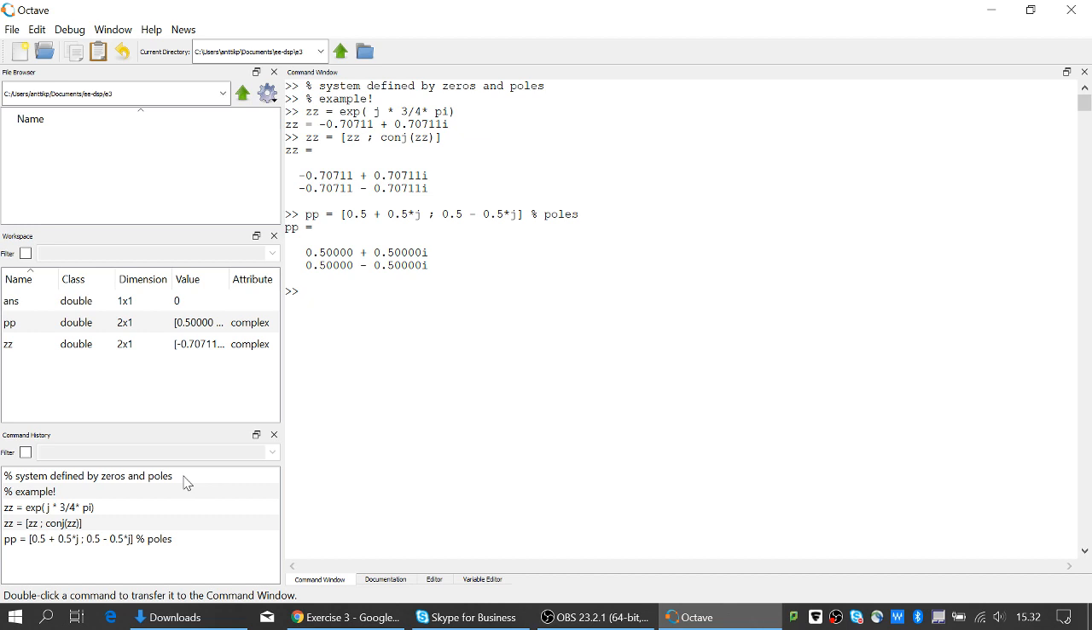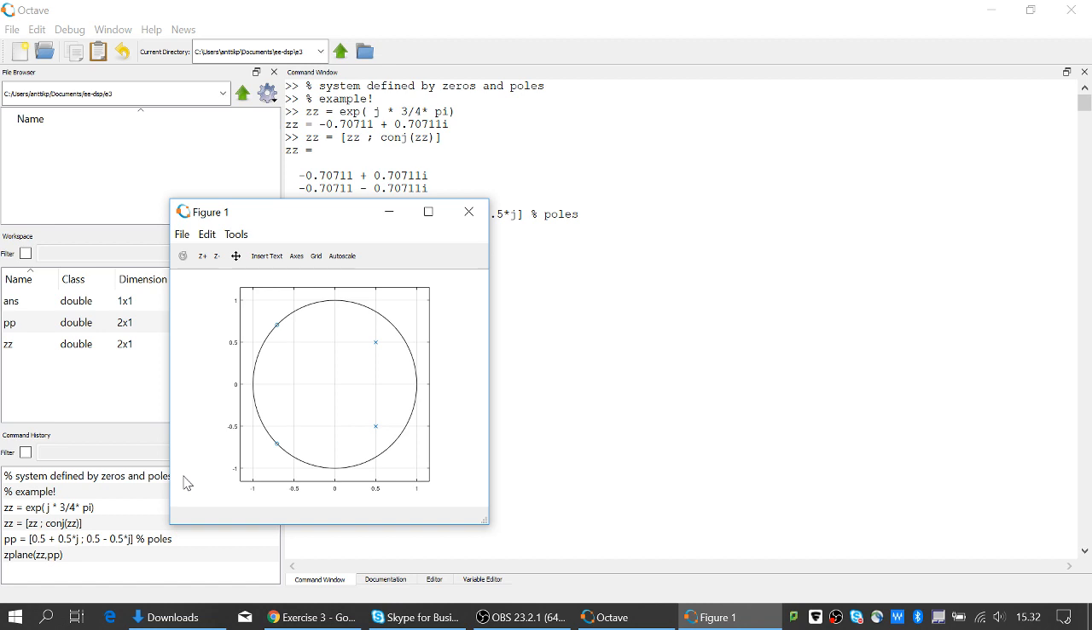To make sure that this is the case, we can always plot them with zplane. If you give zplane these column vectors, it actually does not calculate anything. It just plots those zeros and poles on the Z plane. If you give it the system coefficients, it actually calculates the zeros and poles. Okay, so we have about this picture, although mine is so much more artistic.